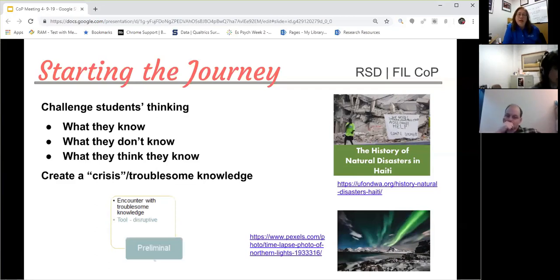But the other one came from my class. It actually came from my mother-in-law. We were talking this past Christmas about Northern Lights, and I asked her where Northern Lights came from, and she said, oh, it's the reflection of light off the glaciers.